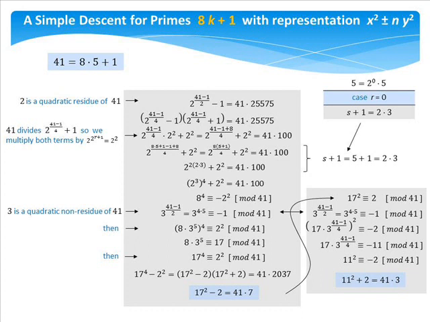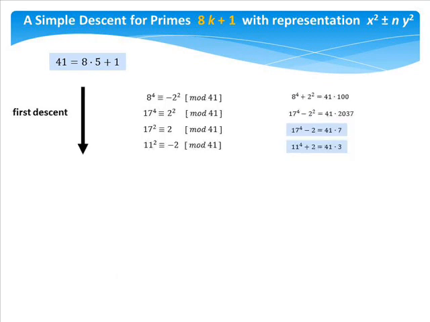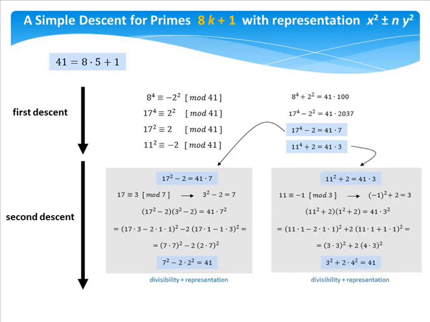Let us explain why. There's a first infinite descent that encompasses all these congruences that we've deduced during the procedure. That's the first infinite descent with their corresponding equations. And then there's a second infinite descent, the simple descent procedure tailored for finding representations of primes as x squared plus minus n times y squared.